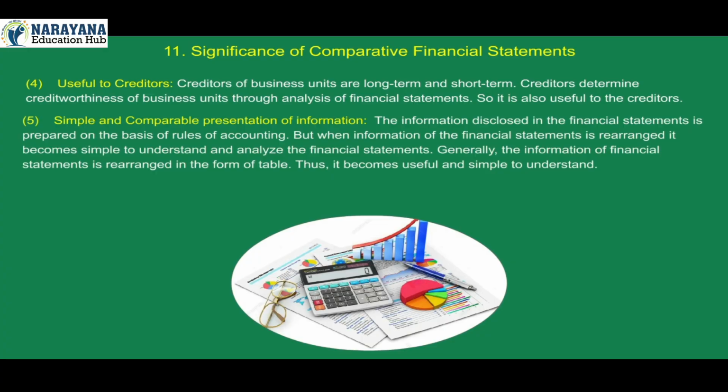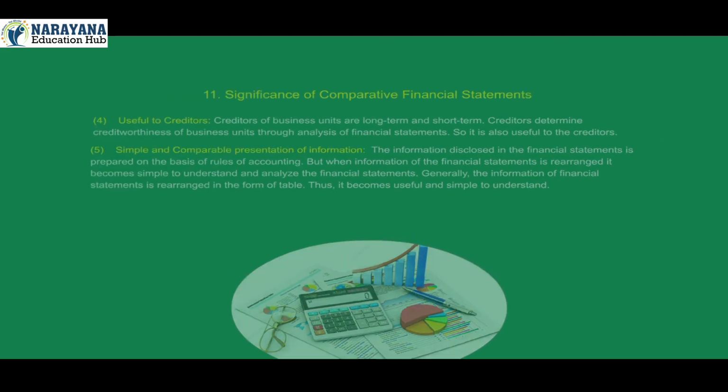5. Simple and comparable presentation of information. The information disclosed in the financial statements is prepared on the basis of rules of accounting. But when the information of the financial statements is rearranged, it becomes simple to understand and analyze the financial statements. Generally, the information of financial statements is rearranged in the form of a table. Thus, it becomes useful and simple to understand.